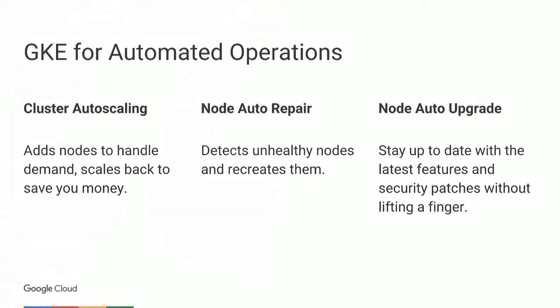And these all relate to automated operations. And when I say automated operations, I mean stuff that you might have had to get that 3 a.m. phone call about in the past that you don't anymore. And so the first one is cluster auto-scaling. Cluster auto-scaling will automatically add nodes to handle demand in times of peak usage, and also scale back to save money in the downtime.